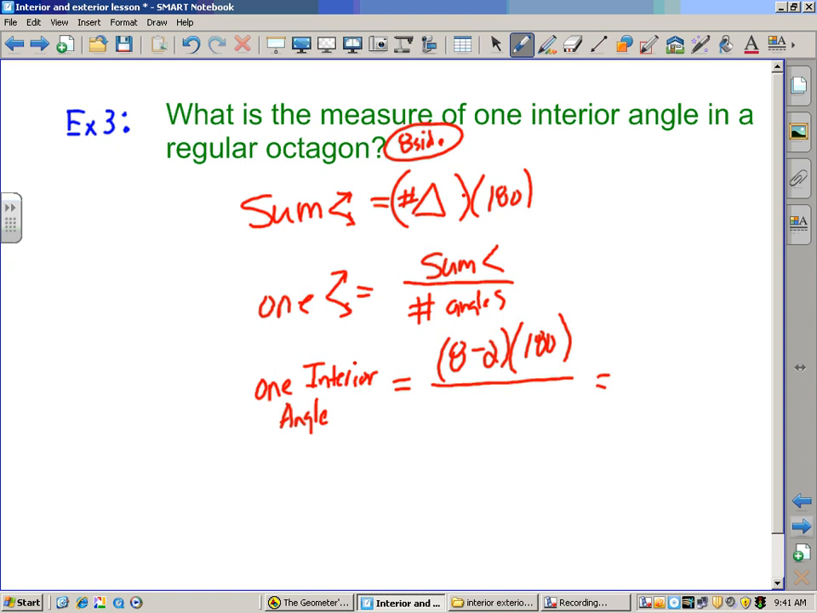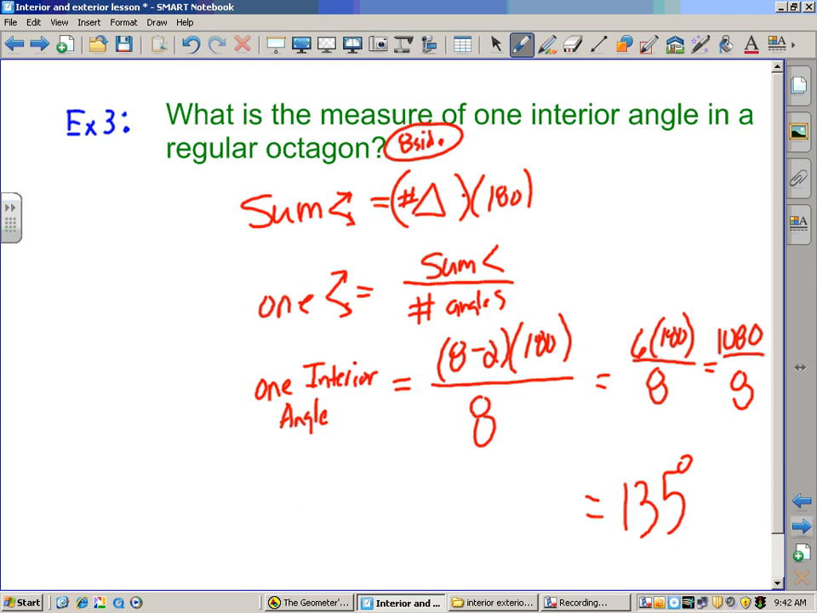Okay, so when we take this 6 times 180, did I do that right? 1,800 when you did the sum of all of them? Yep. Sorry, I said it wrong, 1,080. And then I divide that by how many angles there are. And so we take and divide 1,080. All right, 135 degrees. Yeah. Okay. Questions on finding those?